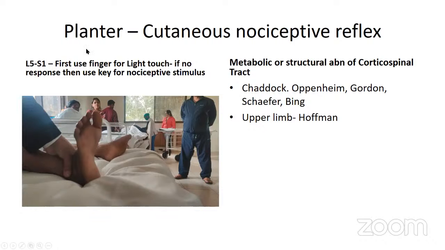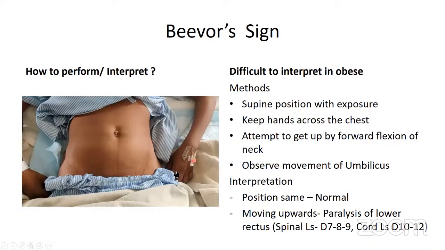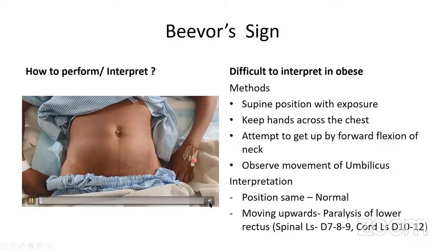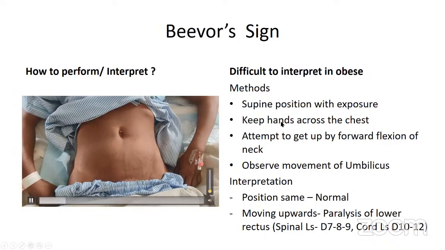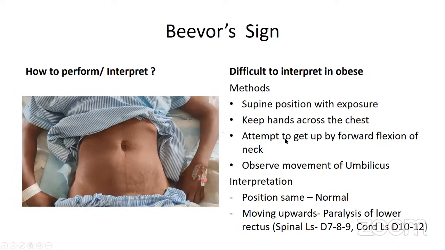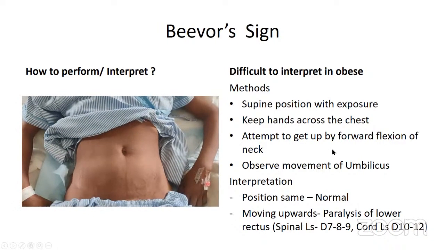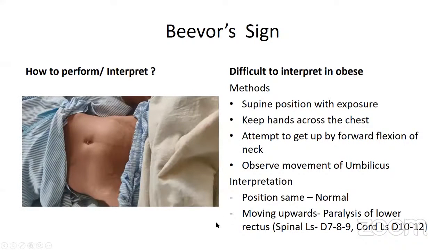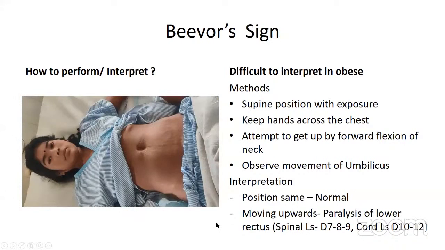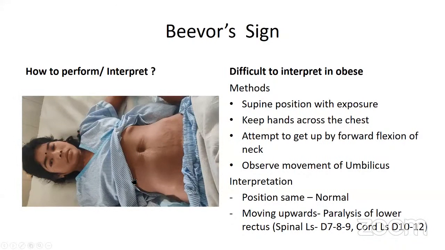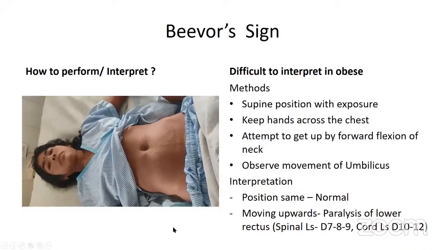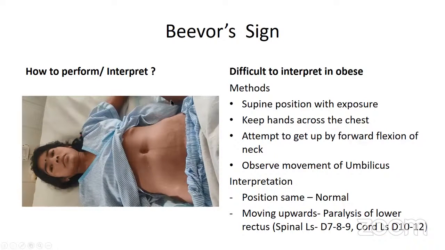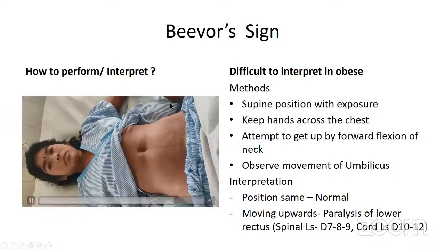Now, this is the Beevor sign. How to perform and interpret? You can see here, the patient is in supine position, with the abdomen exposed. Now keep the hands across the chest, then attempt to get up by forward bending of the neck, and observe the movement of the umbilicus. See, the movement of the umbilicus is going up. See, it is going up. That means what? There is a paralysis of the lower part. So that is the indication.